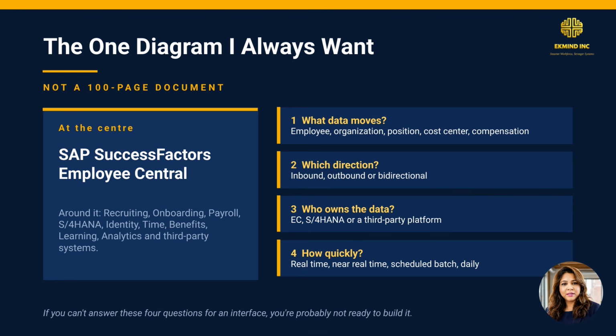1. What data moves? Employee, organization, position, cost center, compensation. 2. Which direction? Inbound, outbound, bidirectional. 3. Who owns the data? Employee Central, S4, third party platform. 4. How quickly? Real time, near real time, scheduled batch, daily, weekly. If you can't answer those four questions for an interface, you're probably not ready to build it.